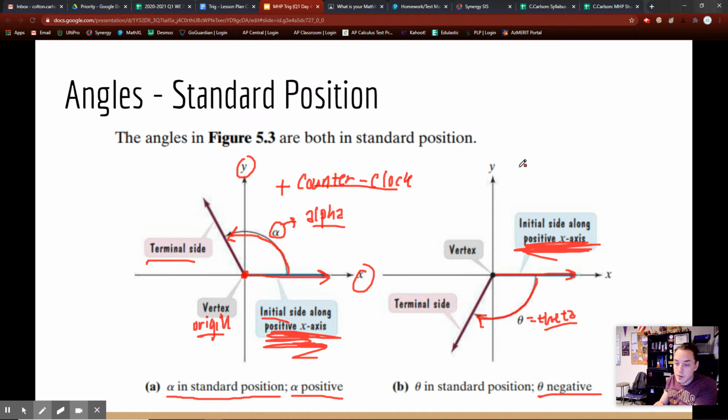So this angle measure right here is probably like negative 120 degrees. Okay, probably. I'm just kind of guessing. I don't know if it is or not. But this is a negative angle, is when we go clockwise.